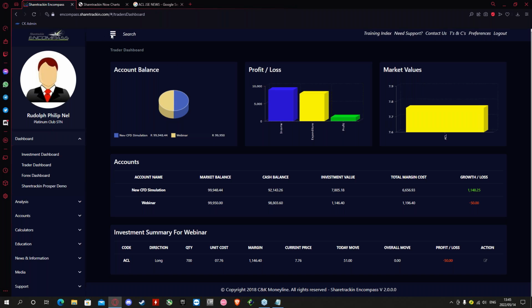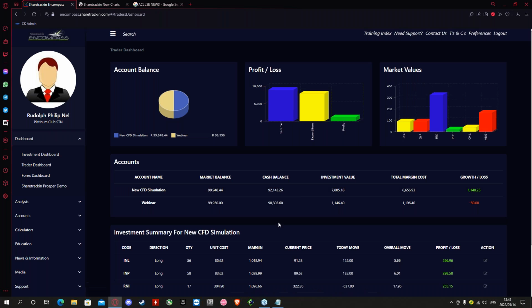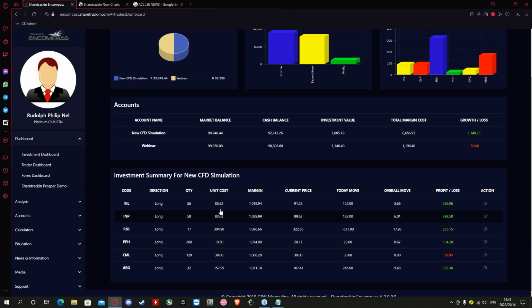Remember, when we went to buy, you'd see that our required margin was just below 1,100 rand. Now it's above 1,100 rand because 50 rand has been added on our margin. Then the current price is what the price is currently listed at. Unit cost, if we go to our previous page over here, you see that unit cost will always stay the same. That would never change. It's your current price that changes.